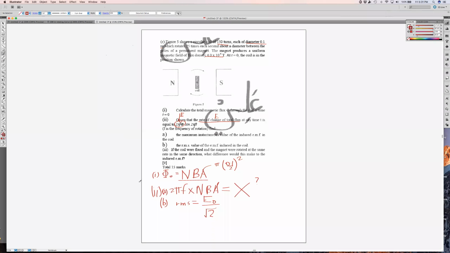And the answer is the induced EMF would be the same in every regard except the polarity would be the opposite. So if they said E was 2 pi f phi sine 2 pi ft, the new EMF would be negative 2 pi f phi sine 2 pi ft. It'll have the opposite polarity.